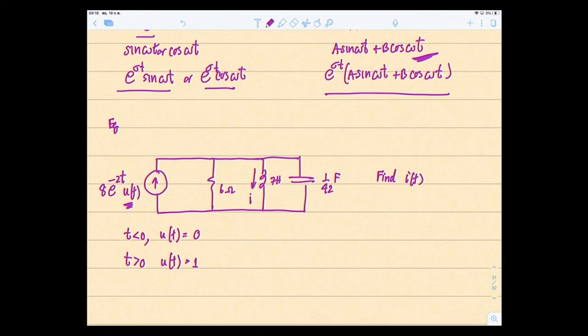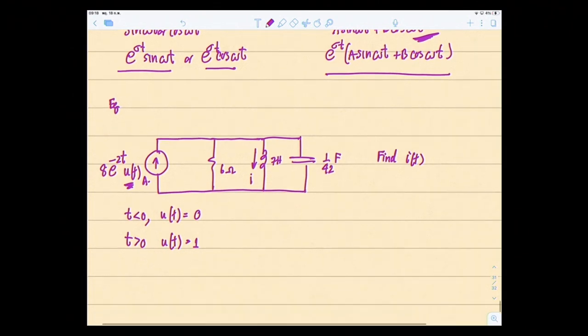Then at t greater than 0, you start having the current given out as 8 e to the minus 2t amps. So we can assume right away that at t equal to 0 minus, there's no source connected because u of t is equal to 0. So your initial condition I at 0 is of course 0 amps. And this is parallel, so we have a voltage drop here. Therefore there's also no voltage, so v at t equal to 0 minus is also equal to 0.